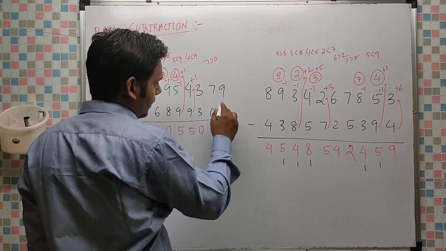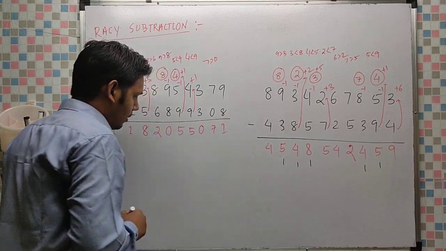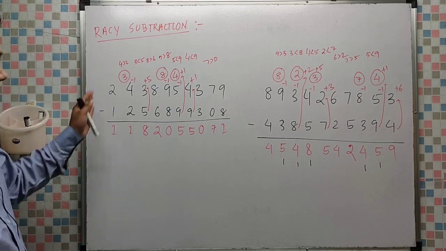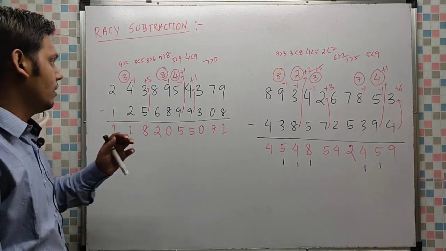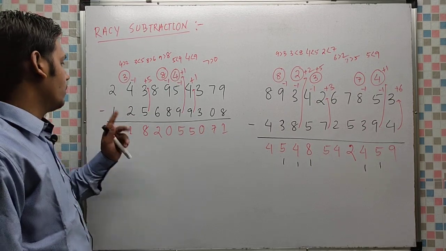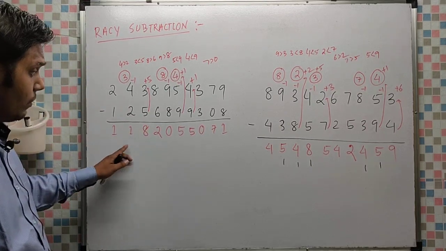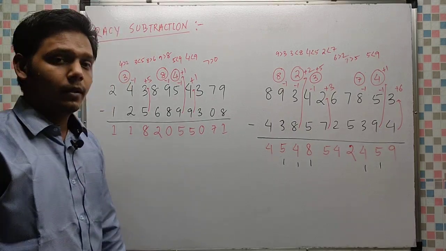7 minus 0, that is 7. 9 minus 8, that is 1. So this is the answer of this subtraction. 2 4 3 8 9 5 4 3 7 9 minus 1 2 5 6 8 9 9 3 0 8. The answer is 1 1 8 2 0 5 0 7 1.